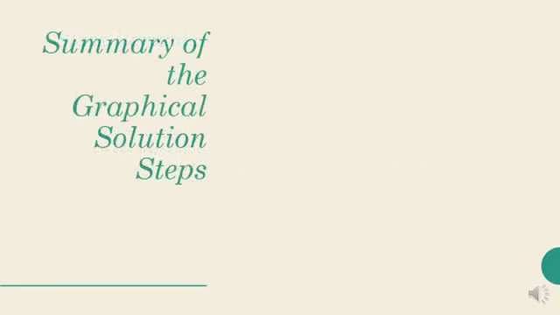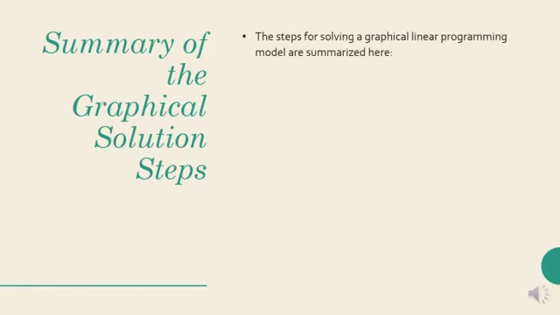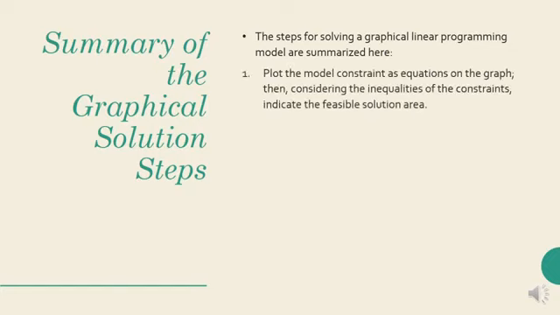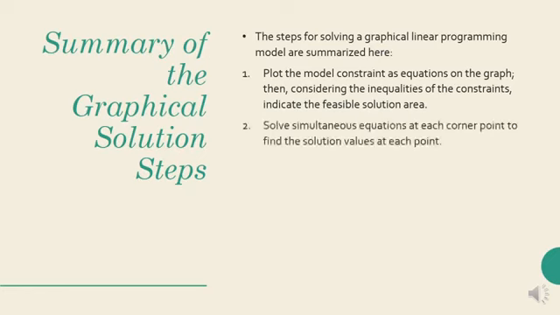So summary of the graphical solution steps. The steps for solving a graphical linear programming model are summarized here. Number 1, plot the model constraints as equations on the graph. Then, considering the inequalities of the constraints, indicate the feasible solution area. Number 2, solve simultaneous equations at each corner point to find the solution values at each point.